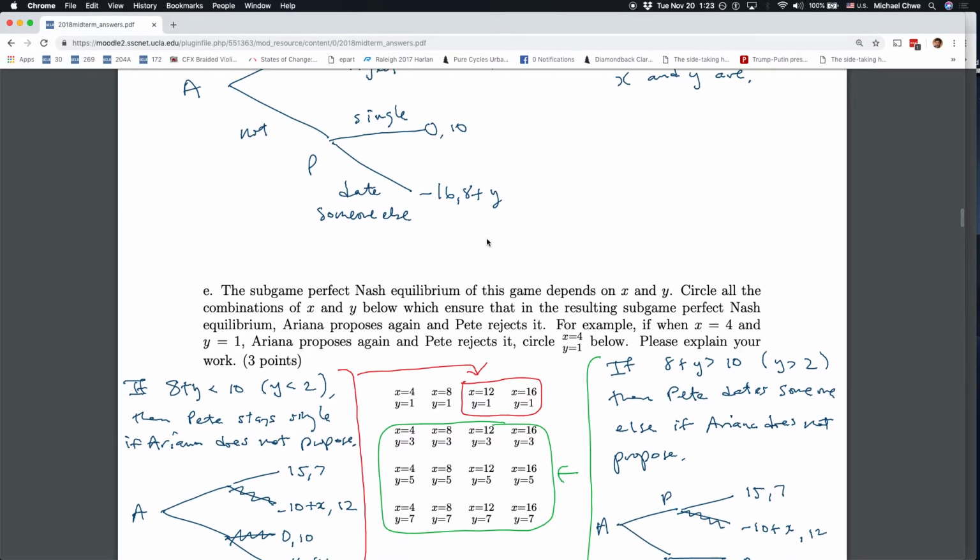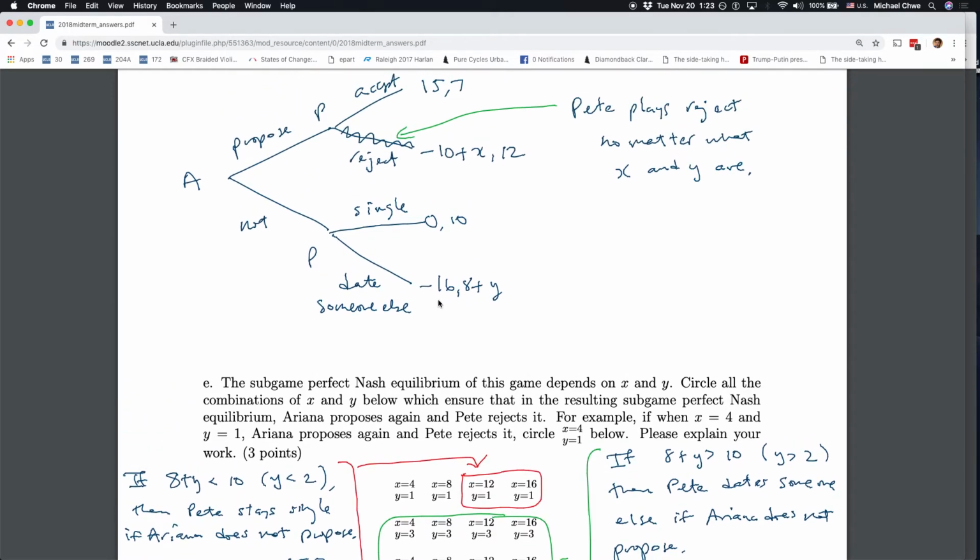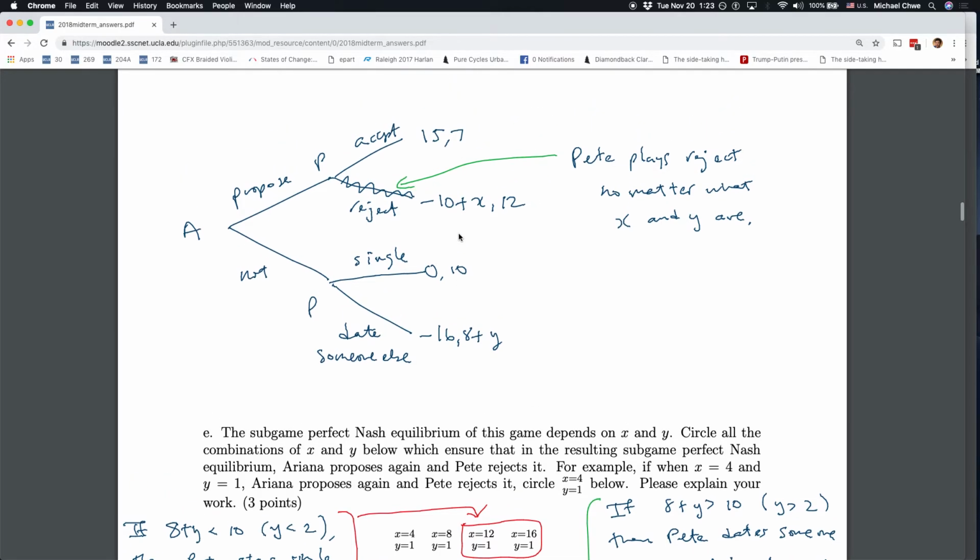If I make y large enough, as y 3, 5, or 7, it doesn't matter what x is. Because Ariana is so mad if Pete dates somebody else. So I just have to make Pete date somebody else. If I don't bribe Pete very much, Pete will remain single, and then I'm forced to bribe Ariana. You see what I'm saying? Because it's easier to bribe Pete than to bribe Ariana, in some sense, right? If I bribe Pete, I make Ariana really mad, and therefore she'll propose.